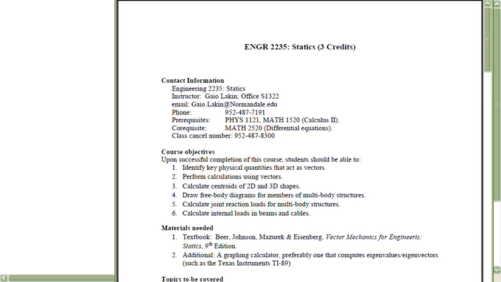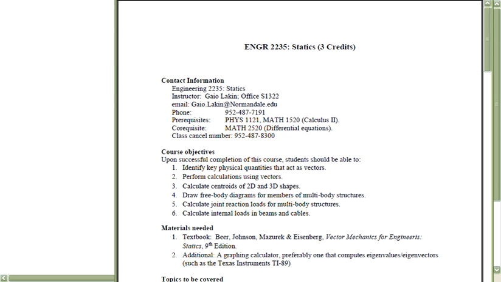We're going to deal with a lot of vector calculations. We're going to learn to calculate centroids. We're going to learn a very specific approach to drawing free body diagrams and using Newton's laws for multi-body structures. And then near the end of the class, we're going to start to talk about internal loads.